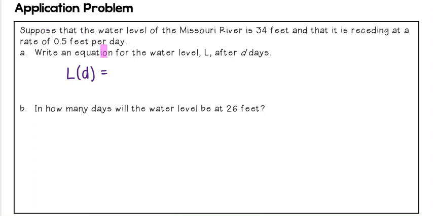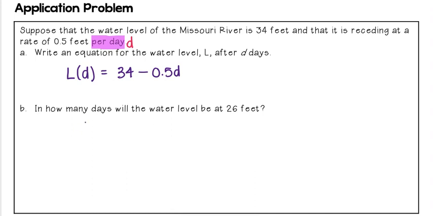Whenever I see that per, I always know that's going to be my variable, and so my variable there is D. So I know I'm going to have this 34. I know I'm going to have this 0.5D. But now I need to figure out the operation. It's telling me that it's receding at a rate. Well, if we look at receding, that means it's going lower. And so since the water level is lowering, this is going to be a minus sign there. So it's 34 feet, it's receding at a rate of 0.5 feet per day, so I'm losing half a foot each day.